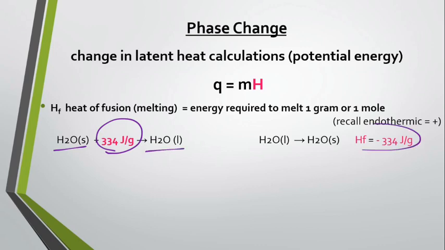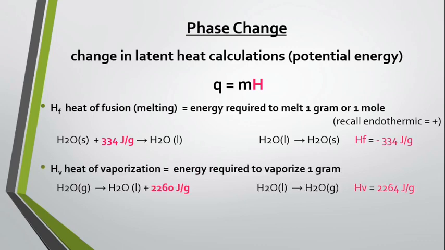But you'll notice that this is also negative over here, because that's the amount of energy that is released when our liquid water turns back into a solid. So it's kind of the extra energy that's left over that isn't needed when it's a solid. So it's the same number, the only difference is the sign.